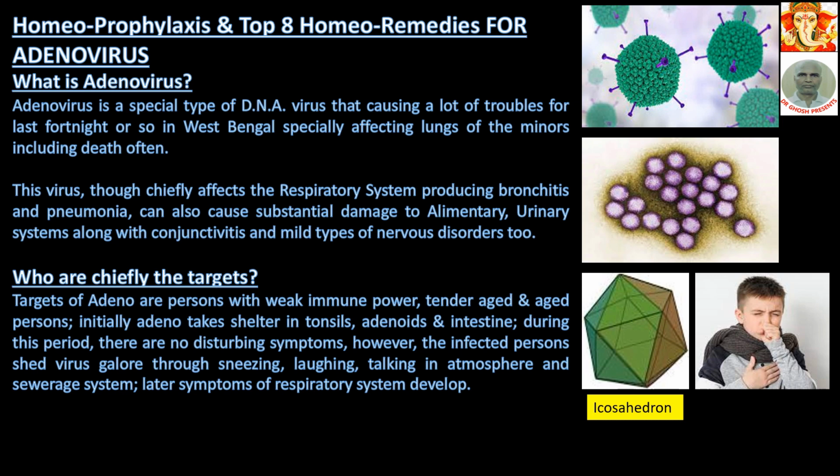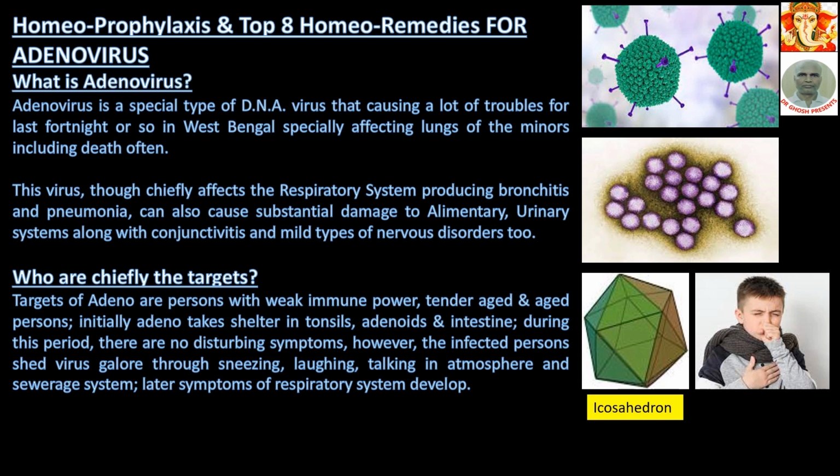This virus, though it chiefly affects the respiratory system, producing bronchitis and pneumonia, can also cause substantial damage to alimentary and urinary systems, along with conjunctivitis and a mild type of nervous disorders too. Who are chiefly the targets? Targets of adeno. I will refer to adenovirus in short as adeno throughout this video. So targets of adeno are persons with weak immune power, tender aged and aged persons.